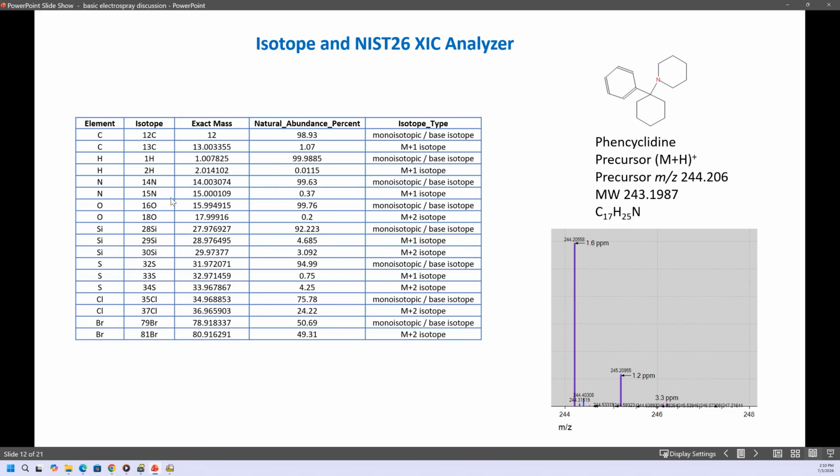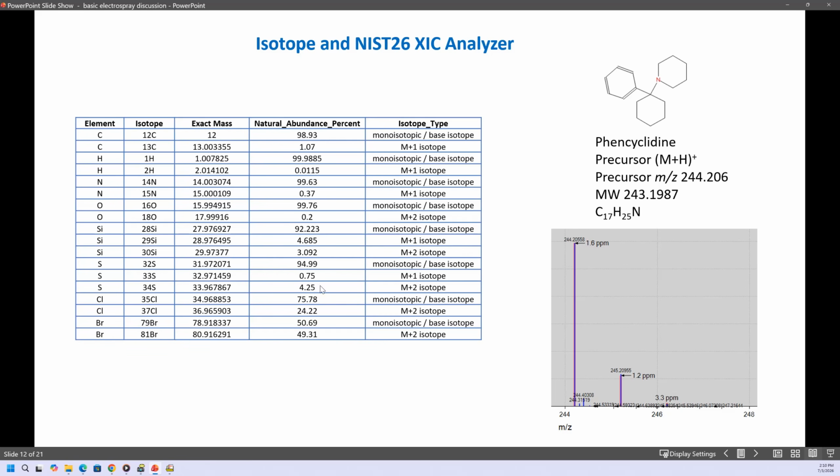Other elements have isotopes also, but nitrogen, oxygen, not so much. Silicon starts to have significant 28, 29, and 30. And sulfur has 32, 33, and 34 of these ratios. But chlorine will be very distinctive because the ratio of chlorine 35 to 37 is almost 75 to 25. So you'll notice that very distinctly. And we'll show that in another molecule in another example on the next slide.